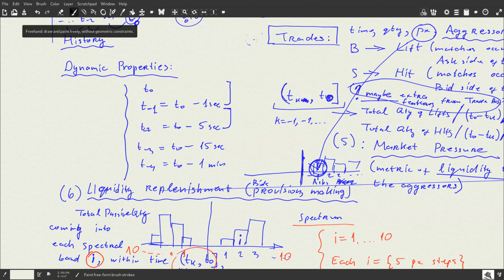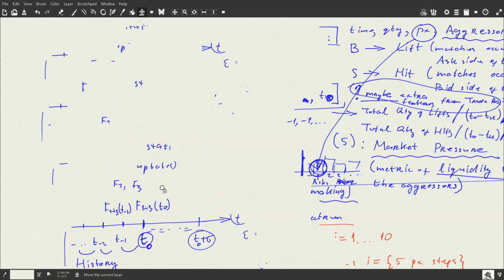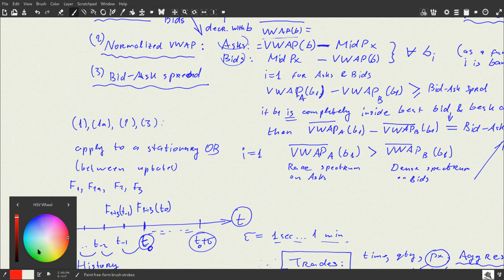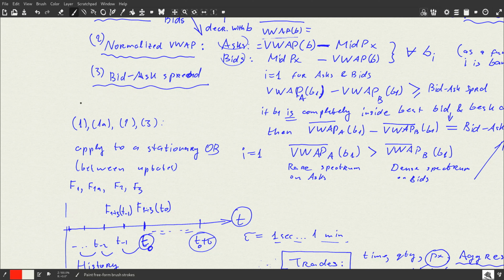But you know what? You are absolutely right. And I would like to thank you for this suggestion. I suggest that we normalize the bid-ask spread by price step. So let us put it explicitly: bid-ask spread normalized by price step. You are absolutely right in this.